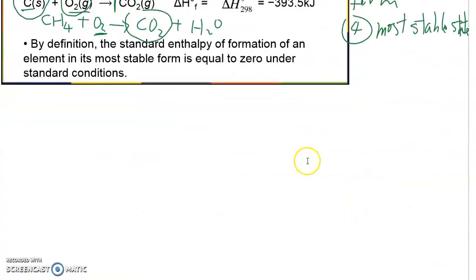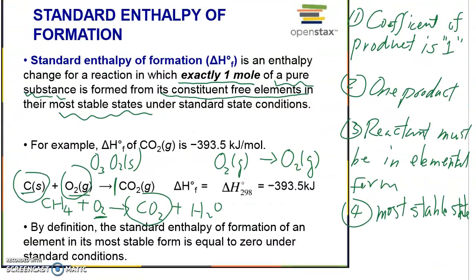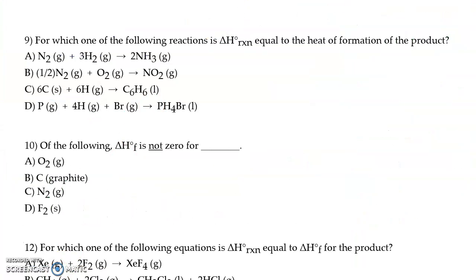All right, let's do some exercise. Number 9. I'm working on number 9 now. For which one of the following reactions is the delta H of the reaction, or enthalpy of the reaction, equal to the heat of formation of the product? Okay, we just went over all those 4 conditions.